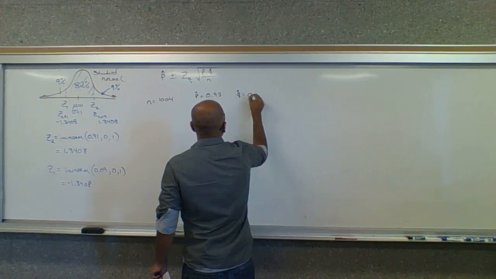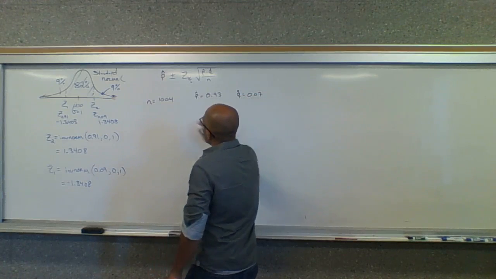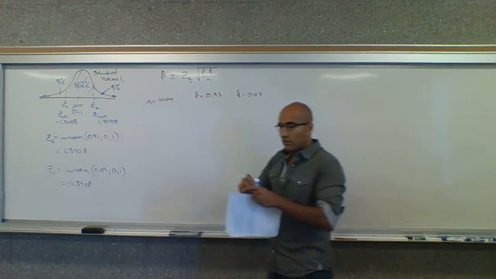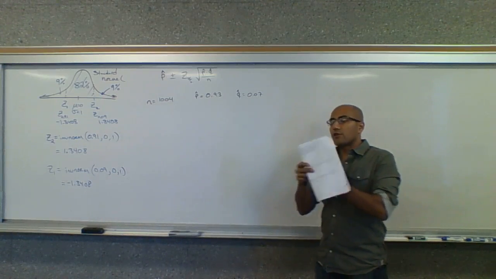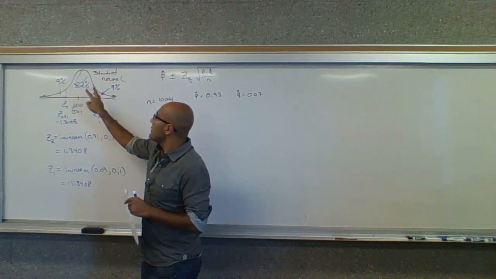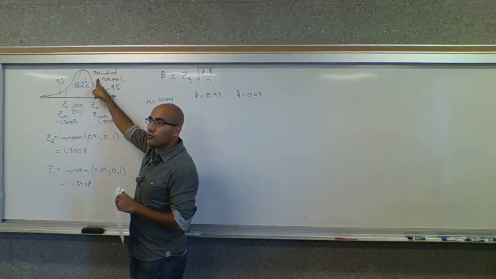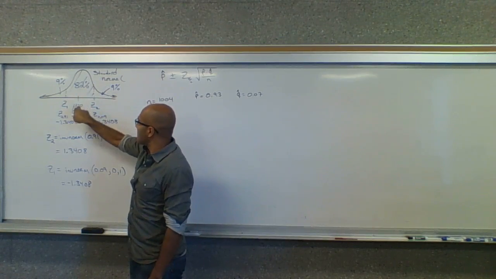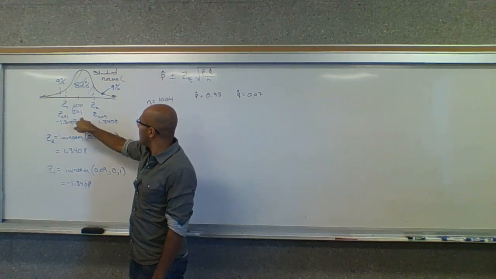And z sub alpha over 2, we just found it over there. Okay. So in the picture that you're given, this kind of a distribution. This is what I'm expecting. Make sure you label this the standard normal as opposed to any other normal. So it's the standard normal, centered at 0, standard deviation of 1, and then some sort of z notation.